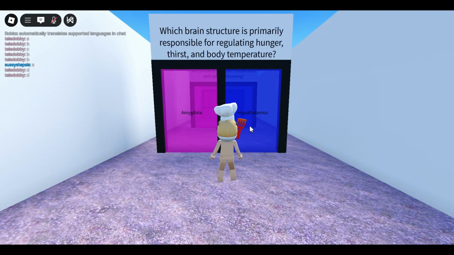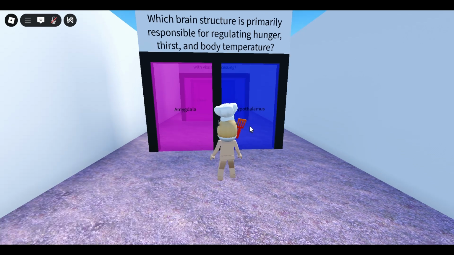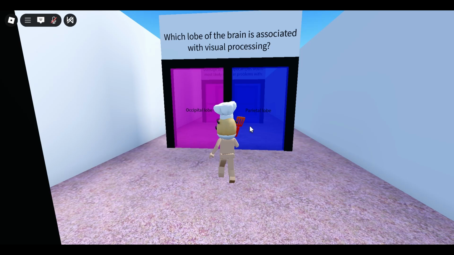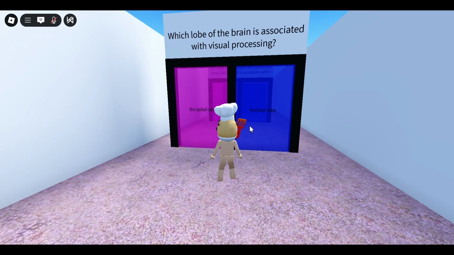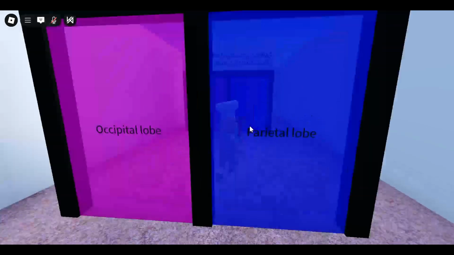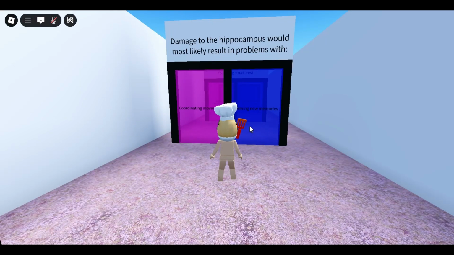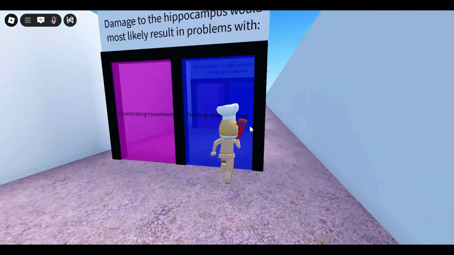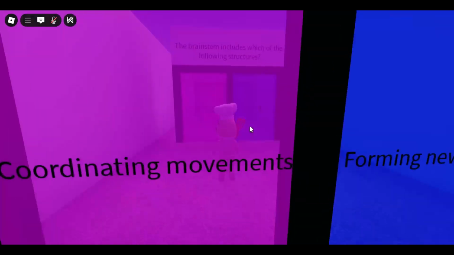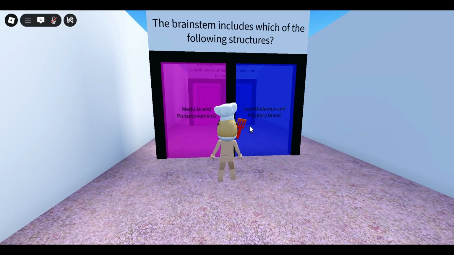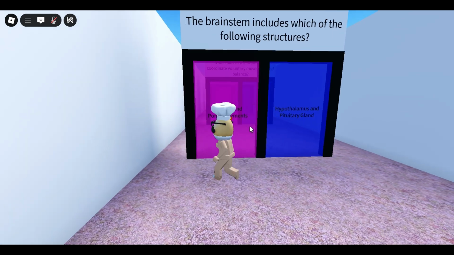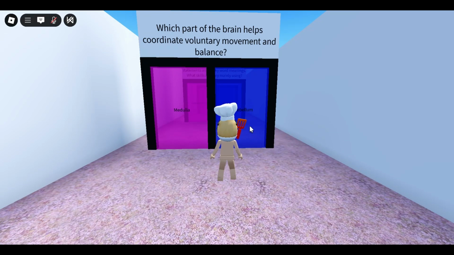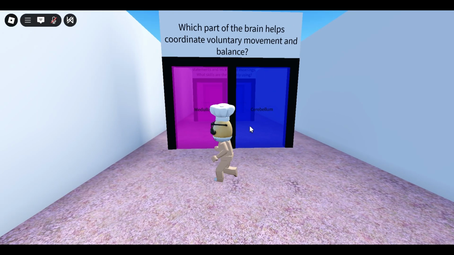The hypothalamus is responsible for regulating hunger, thirst, and body temperature. The occipital lobe is associated with visual processing. Damage to the hippocampus would likely result in problems with forming new memories. And the brainstem involves the medulla and the pons. The cerebellum helps coordinate voluntary movement and balance.